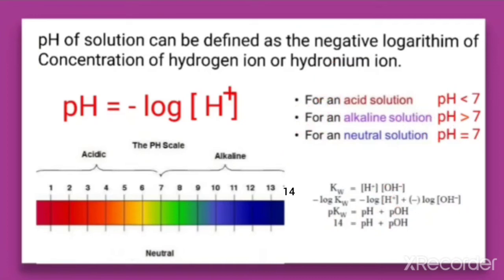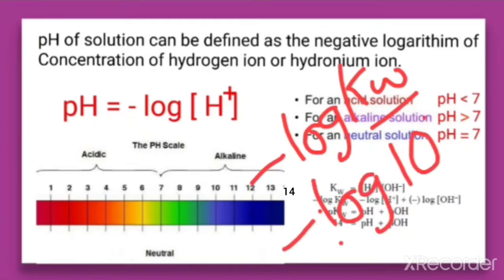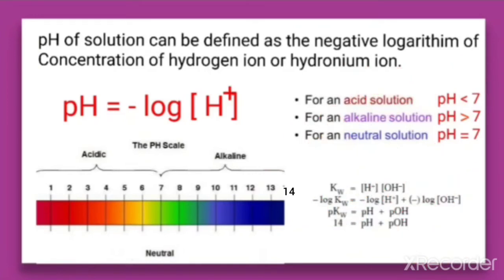Now, what is pKw? That is equal to 14, because minus log of Kw, and we have already found that Kw is 10 raised to power minus 14. So minus log of 10 raised to power minus 14 is equal to 14. So we can say that this value pKw is equal to 14, which is equal to pH plus pOH.